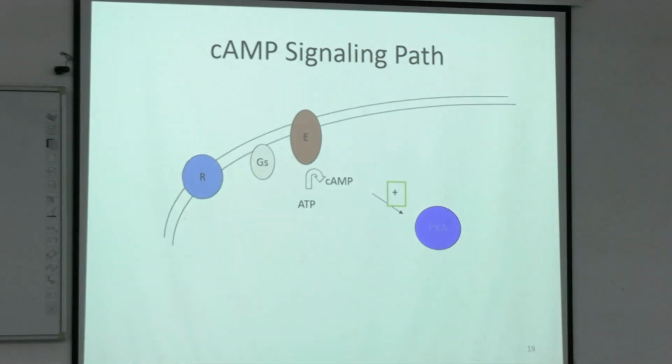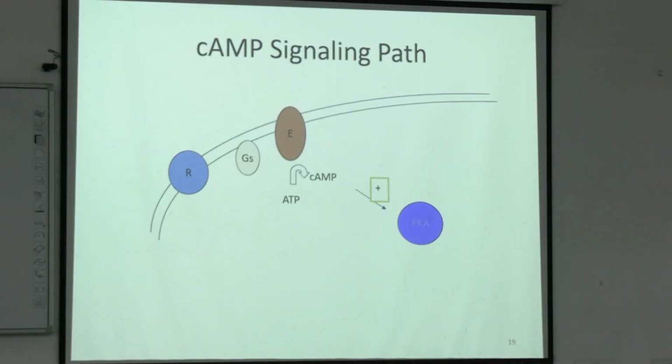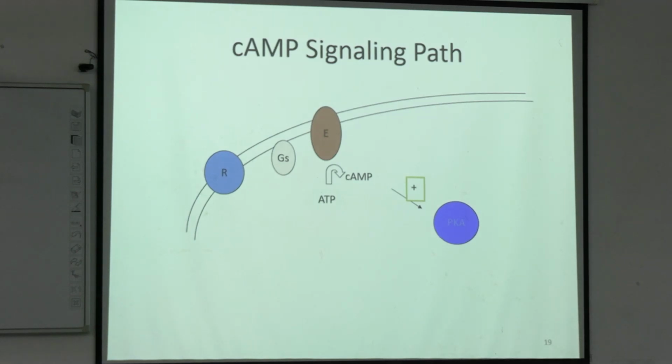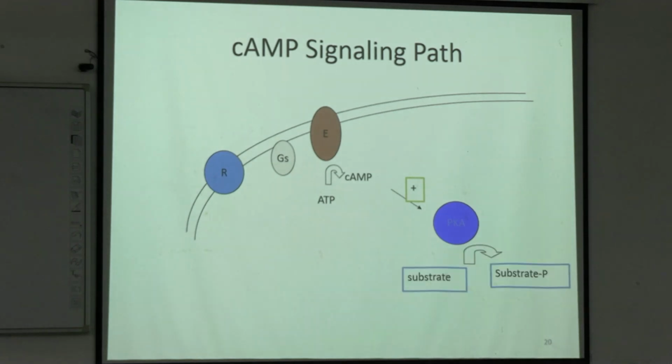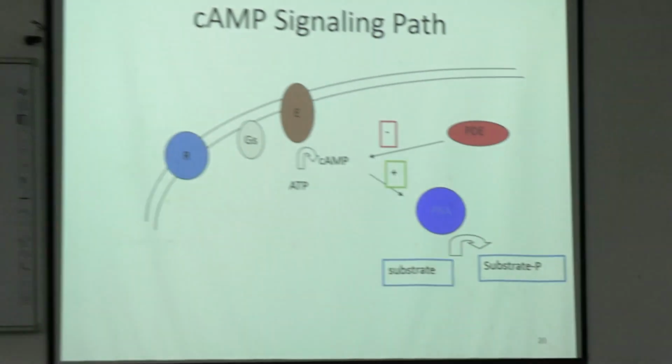PKA, protein kinase A. Protein kinase A, B, C, there are different types of protein kinase. So cyclic AMP stimulates protein kinase A. Protein kinase means phosphorylation. So it stimulates phosphorylation of something. Some substrate is phosphorylated to the phosphorylated product. The substrate is phosphorylated to substrate P.